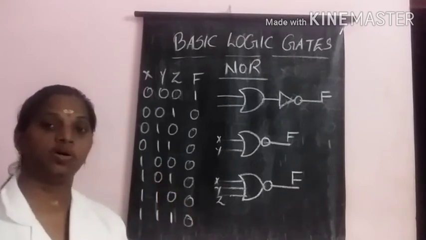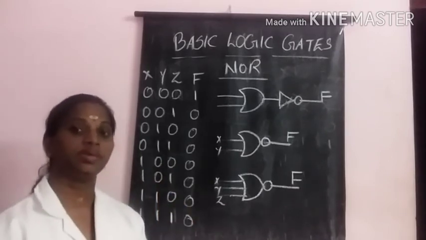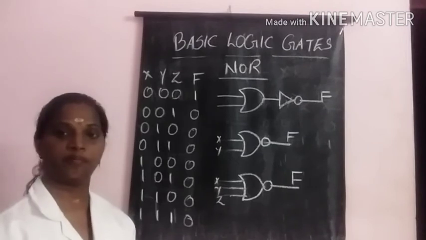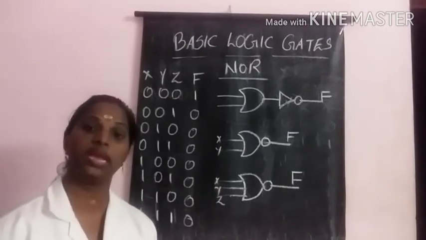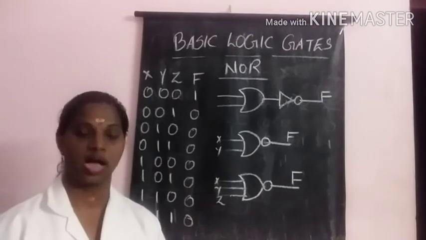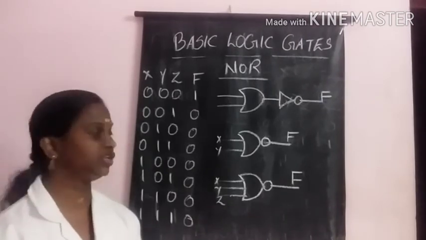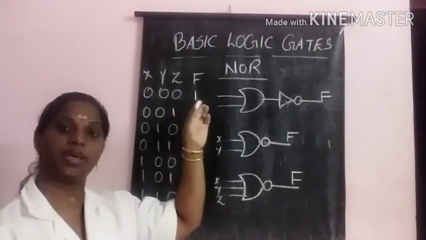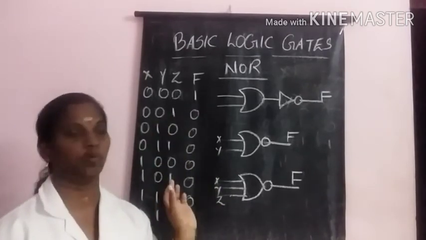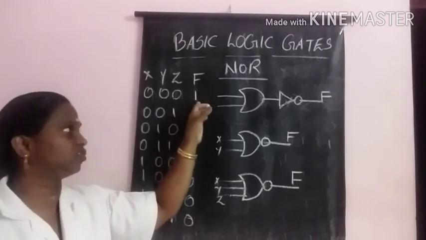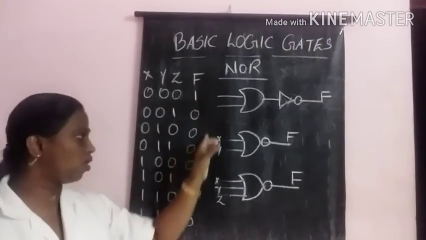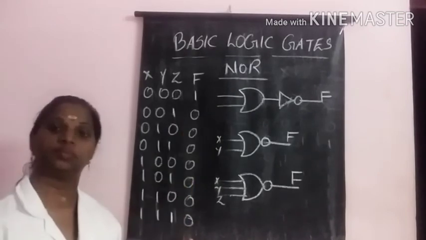So I already said in NOR the output will be the opposite of OR. In an OR gate, if any of the inputs is high, then the output is high. But in a NOR gate the output will be high only when all the inputs are low. So here only in the first case all the inputs are low, so we get a high output. In all other cases the output is low.